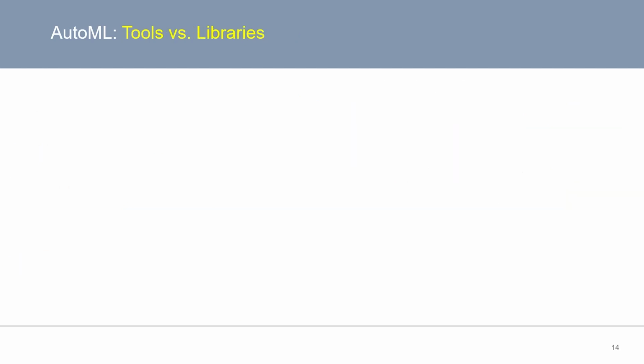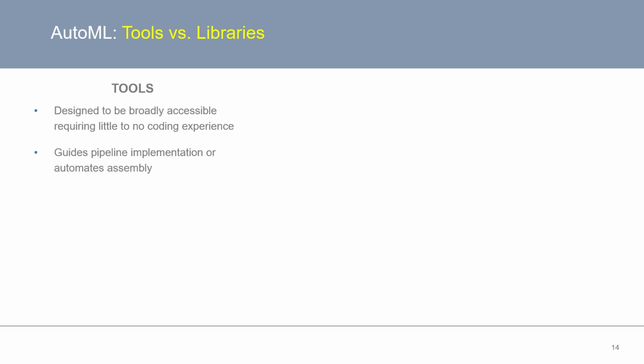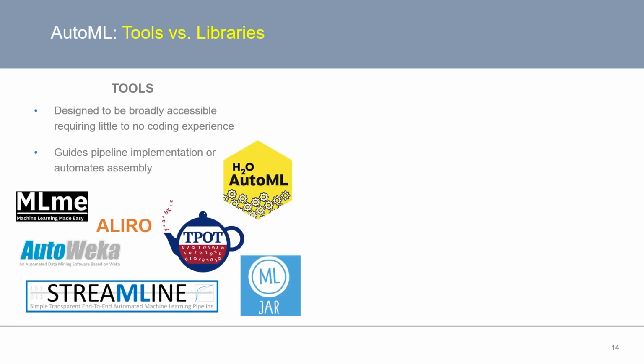With respect to automated machine learning options, it's also useful to note the difference between tools and libraries. What we will refer to as tools were generally designed to be broadly accessible, requiring little to no coding experience to use. These AutoMLs typically seek to guide pipeline implementation or automate pipeline assembly. Examples of tools include TPOT, Aliro, MLme, AutoWeka, H2O AutoML, MLJar, and STREAMLINE.